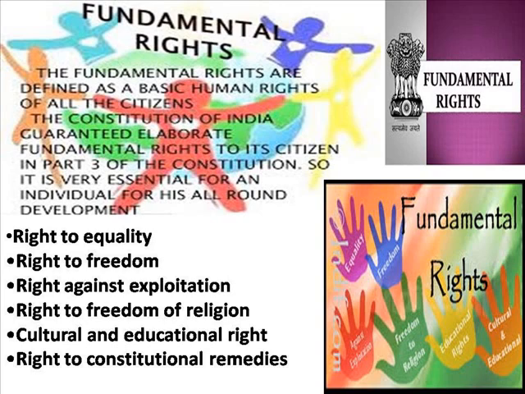Right to freedom of religion is mentioned under Article 25 to 28. Cultural and educational right is mentioned under Article 29 and 30. Right to constitutional remedies is mentioned under Article 32 of the Constitution. Right to property was mentioned under Article 31 of the Constitution.